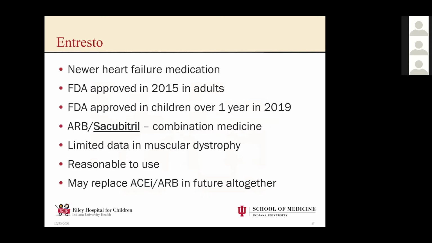Entresto, which is a newer heart failure medication, was FDA approved in adults in 2015 and in pediatrics over 1 year of age in 2019. It is actually an ARB coupled with another new medicine called sacubitril, so it's a combination medicine. Although we think this is a great medicine, there is limited data in muscular dystrophy, so it hasn't been well studied in that population, but it has been studied a little bit, and we think it's reasonable to use. It may eventually replace ACEs and ARBs in patients with muscular dystrophy altogether, but we don't know that yet.